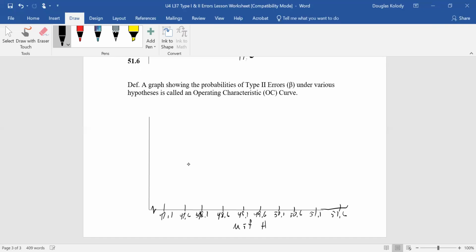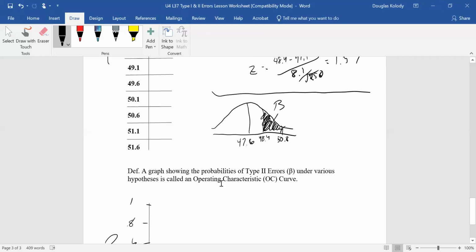And so this is mu if the H0 of 49.6 is false. So 49.6 is false. What if these are true? And then over here are the beta levels. So 0.2, 0.4, 0.6, 0.8, 1. So I know that at 47.1, it is 0.0581. So I'll just put a dot right there, 0.0581. There we go. I just answered one piece of the OC curve with you.